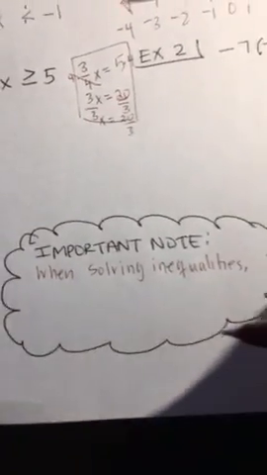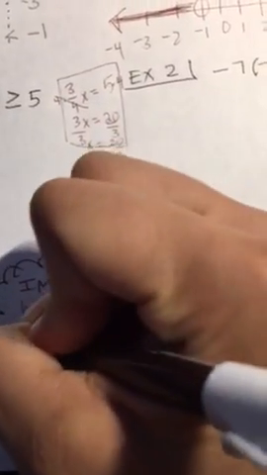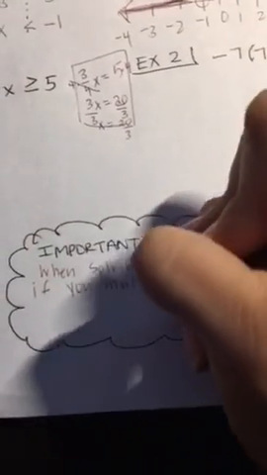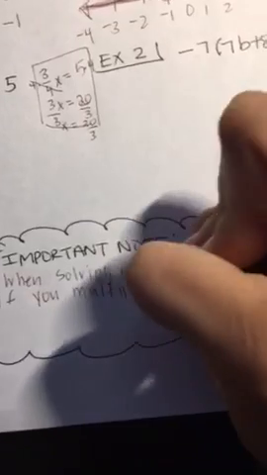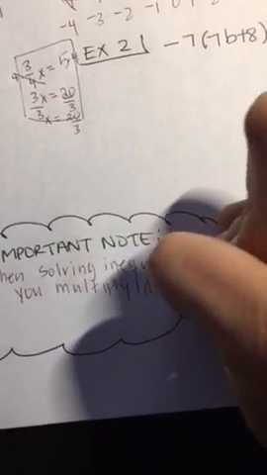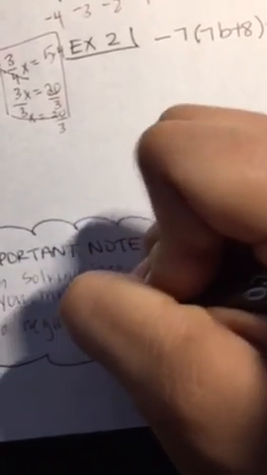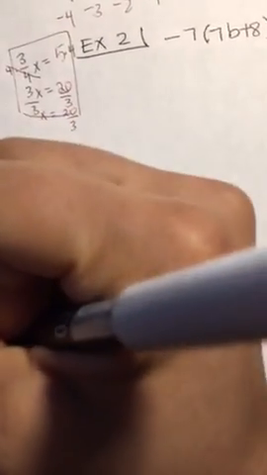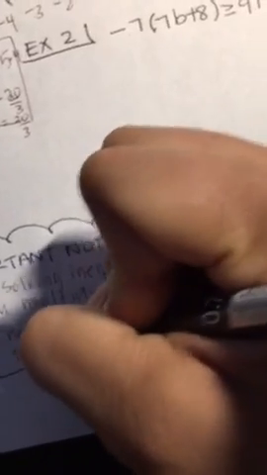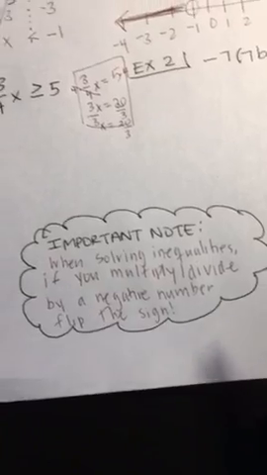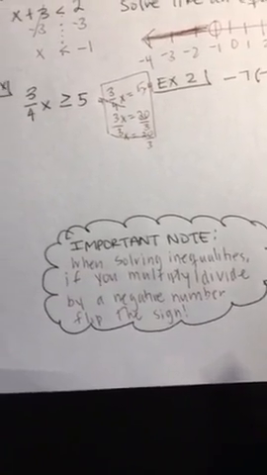So when solving inequalities, if you multiply or divide by a negative number, flip the sign. Okay, so super important note. Just keep a note of that. I'm going to do these examples so you can see exactly what I mean.